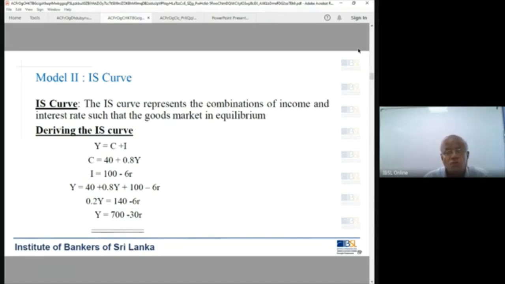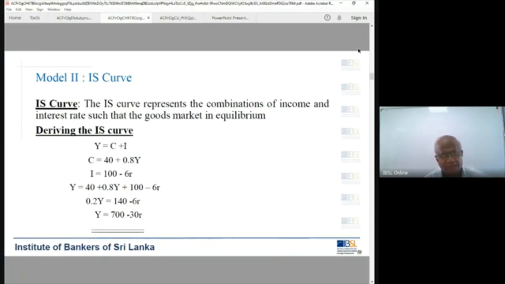Then what do you do? You take Y to the right hand side of the equation, Y minus 0.8Y, so 0.2Y equals 140, 40 plus 100 is 140, minus 6R. Then Y equals C plus I: consumption function, investment function, substitute. Now we derive the relationship between Y and R. That is the IS curve.